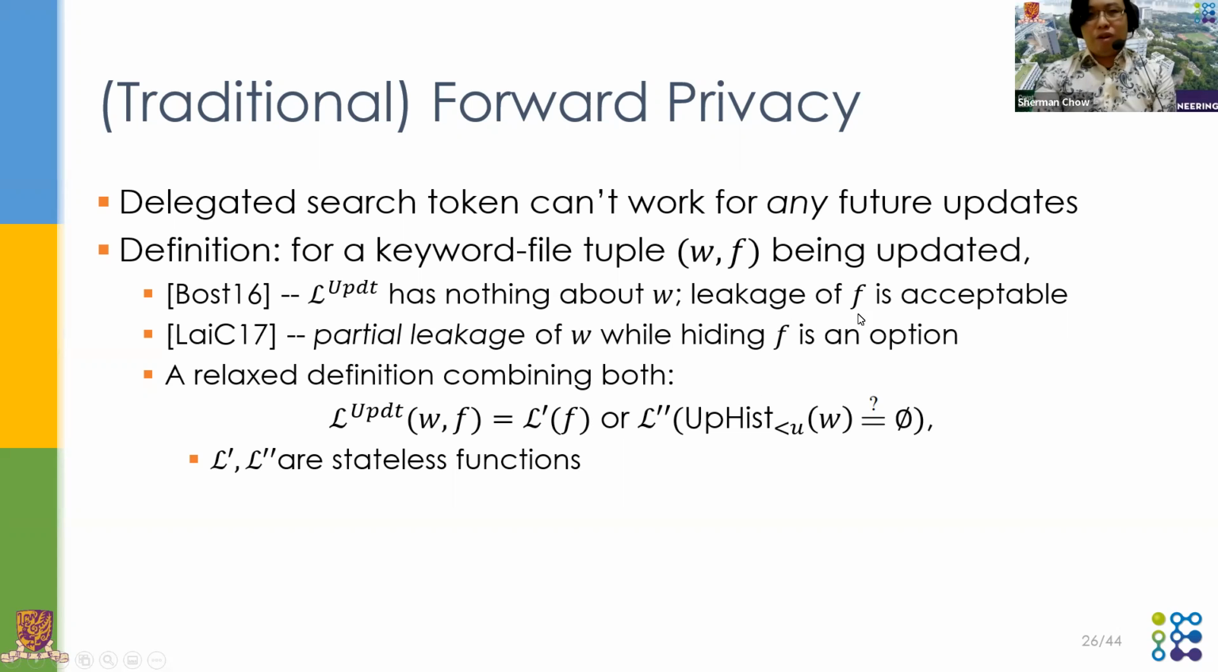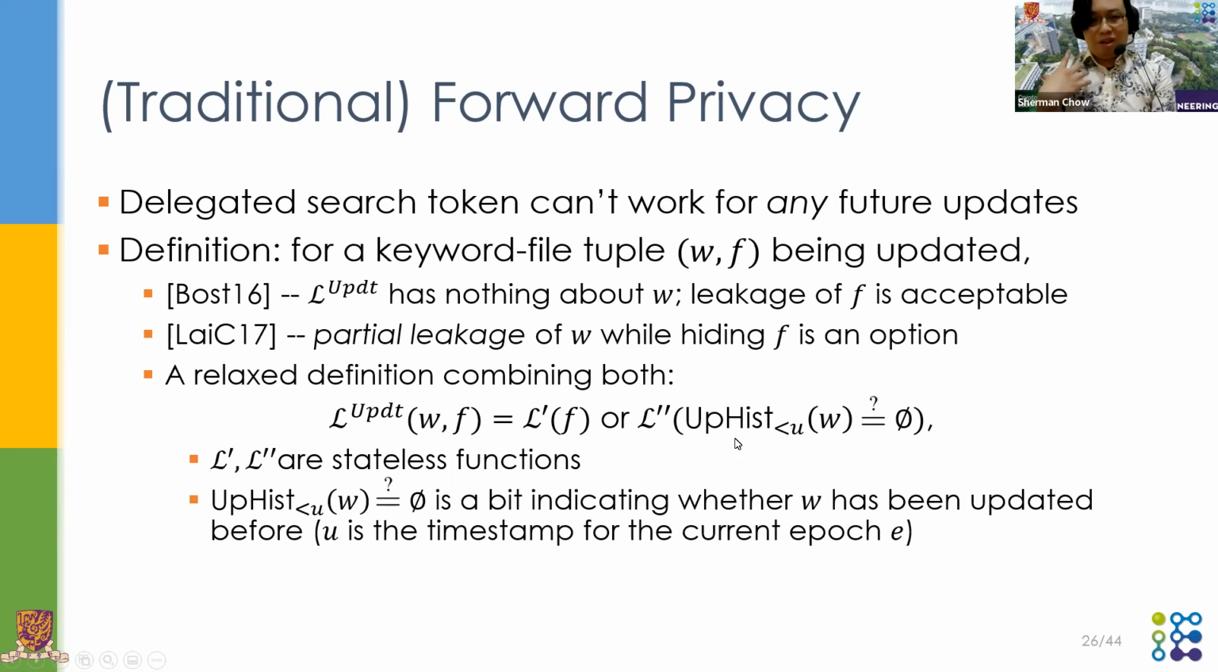Leaking F is an acceptable option, and here is the partial leakage. What this complicated notation means is that we try to read the update history, and we try to have the current timestamp of the execution of the SE scheme. In case U is, I should have removed that. So U is the timestamp. Just forget about this at the moment.